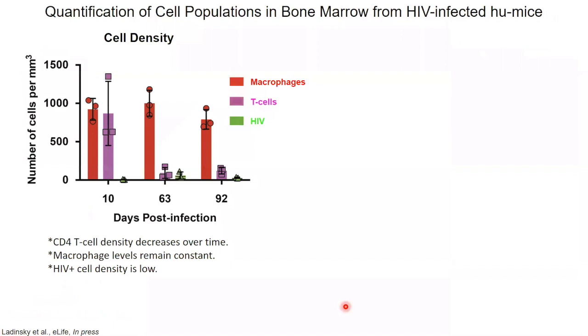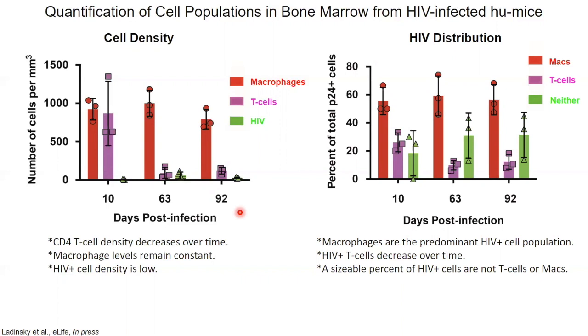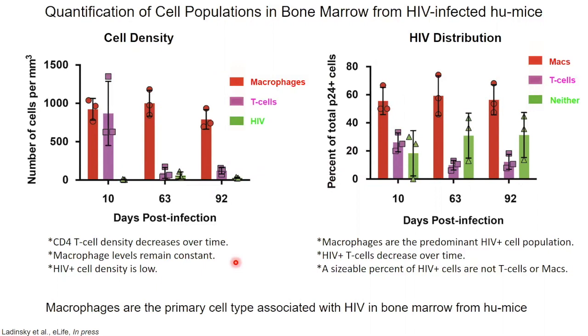And so this is a summary of some of the data that we generated. What we found is that the T cell density, in magenta, dropped over the course of the infection, whereas the macrophage density stayed relatively constant over time. And at all times, we were able to detect small but appreciable levels of HIV-infected cells, in green, in these samples. When we looked at who was infected with HIV, that's where we saw something quite interesting. At all time points, from early on, 10 days after infection, out to about 3 months post-infection, macrophages made up the greatest proportion of HIV-infected cells in the tissue, and that was really not very expected by us. So one of the take-home messages is that macrophages were the primary cell type associated with HIV in the bone marrow of these HIV-infected humanized mice.